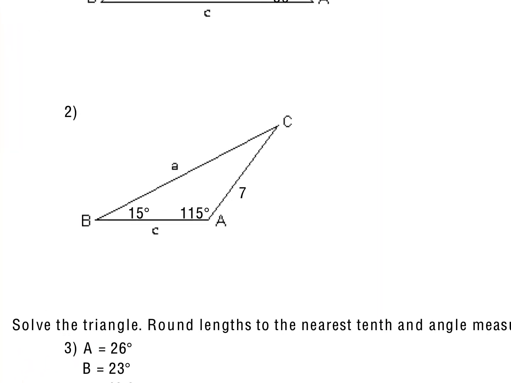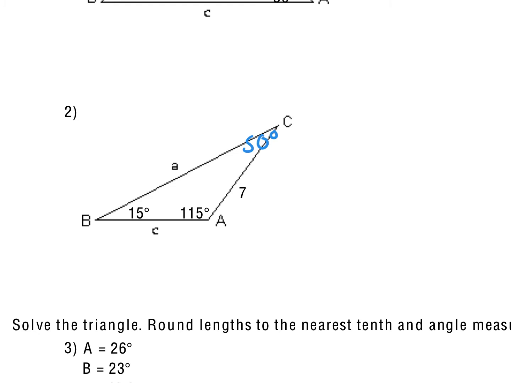All right, let's do 2. So what should we find first? We're going to find angle C. So we add A and B together, subtract from 180. So what did you get for C? 50. Awesome. Next, what can we find? We can find side C.